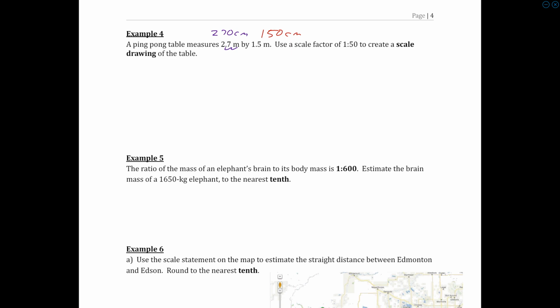So we have the table, we're making a drawing. Should the drawing be smaller or bigger than the table? The table better be bigger than the drawing. The drawing better be smaller. So if the drawing is smaller than the table, then with that 50, we need to decide whether to multiply or divide. Are we taking these numbers and multiplying them, or dividing them?